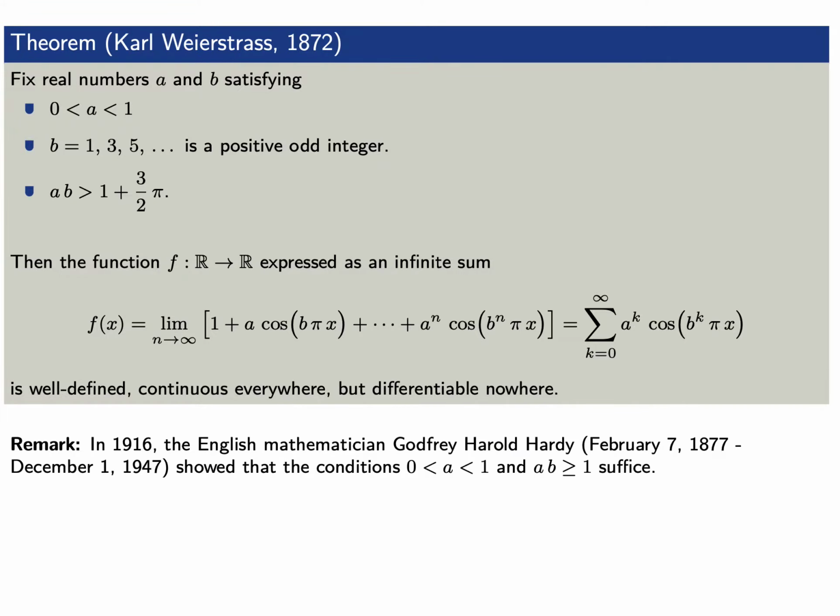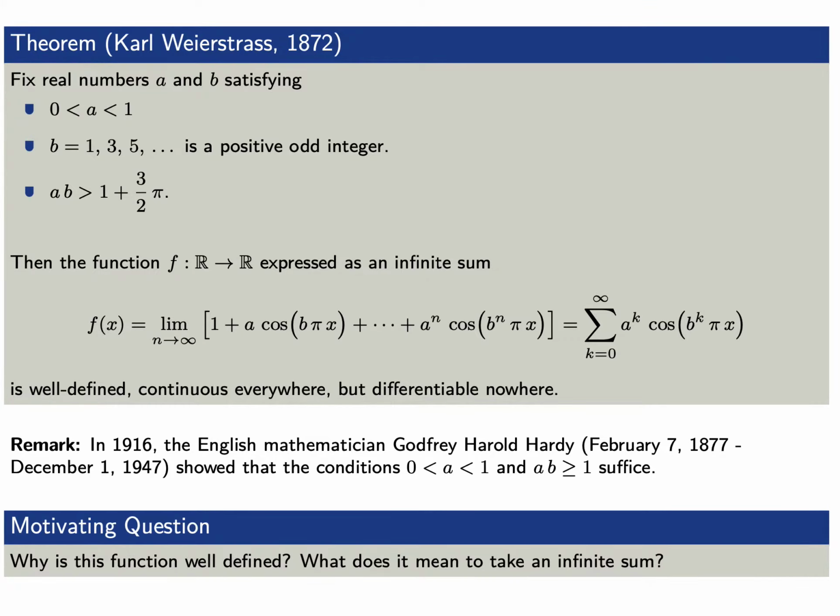As a quick remark, about 40 years later, the English mathematician Gottfried Hardy proved that the conditions can be relaxed a little bit. You only really need to have a between 0 and 1, and the product a times b greater than 1. So now this leads to another couple of motivating questions. First, why is this function well defined? What does it mean to take an infinite sum?